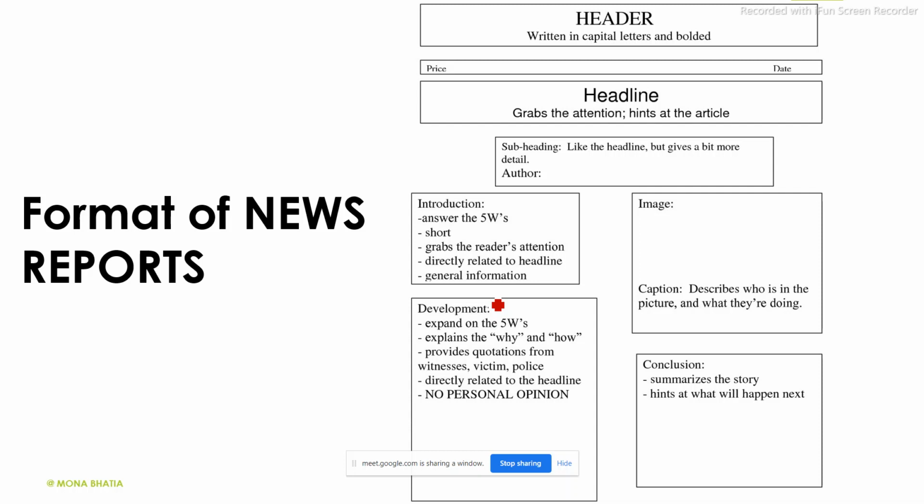Now a news report is always a factual reporting. You are reporting the fact, so they are always factual in nature. On the right hand side, you must be seeing there is a full format of the news report. So headline, then date, and this is actually wrong.